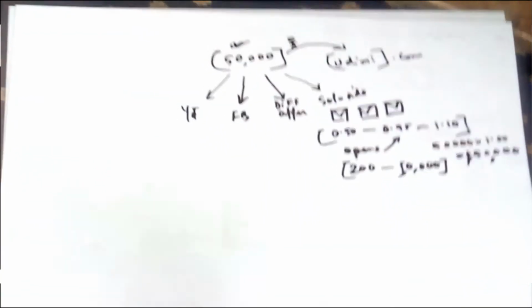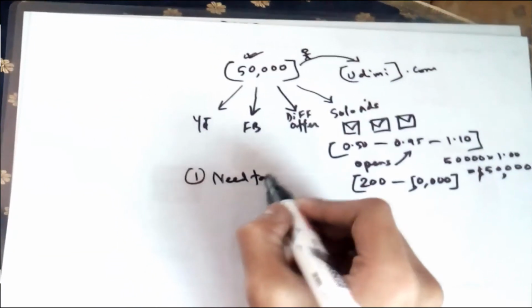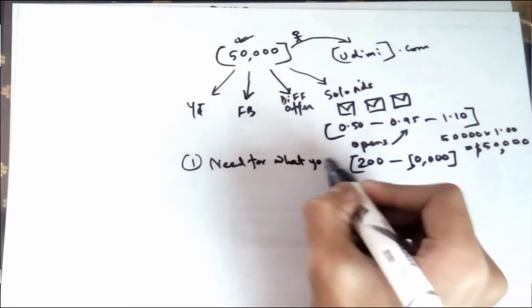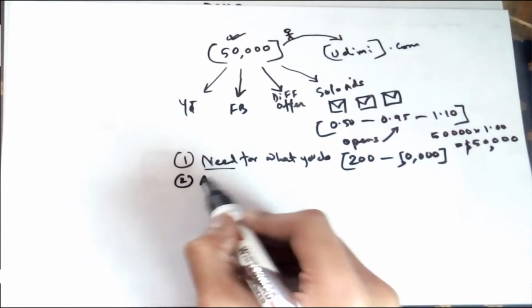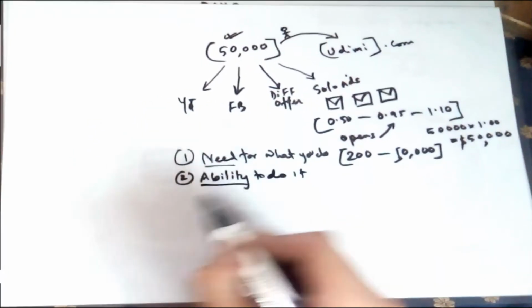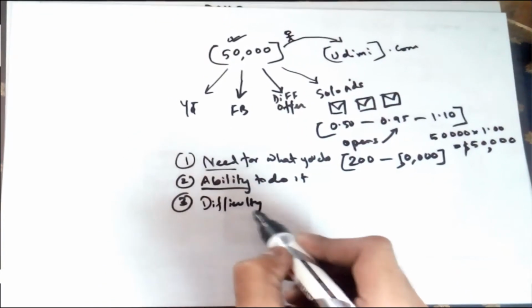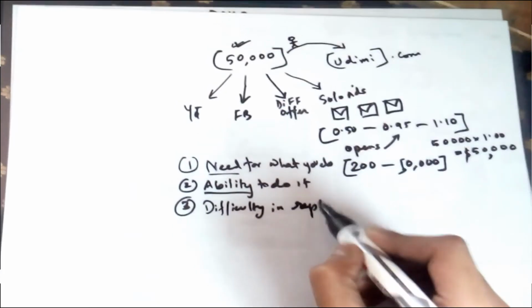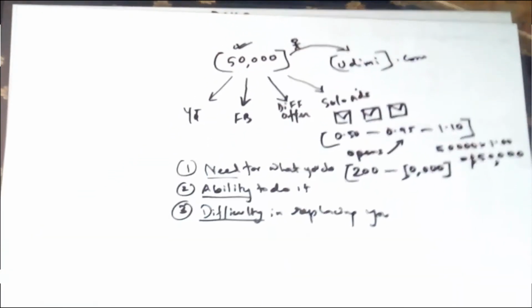You know, let me just change this slide. There are three things in this industry: need for what you do, ability to do it, and third is difficulty in replacing you from the industry. Think of these three things and you will get your ideas instantly.